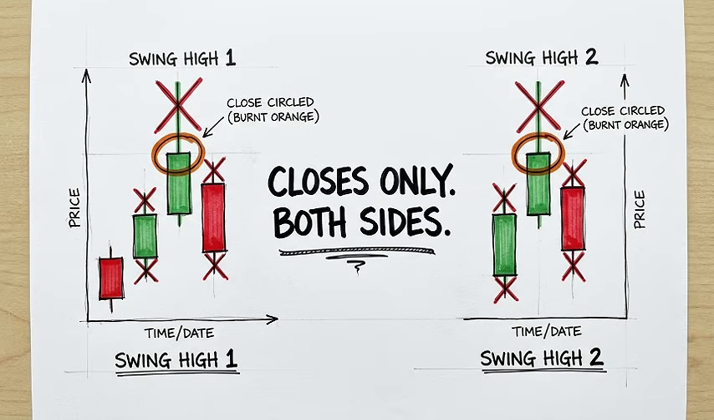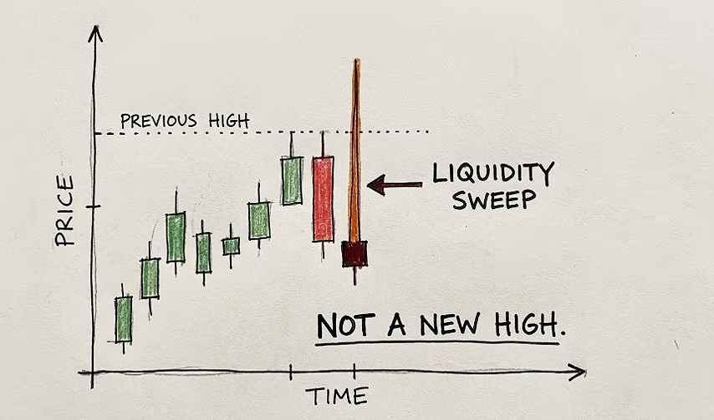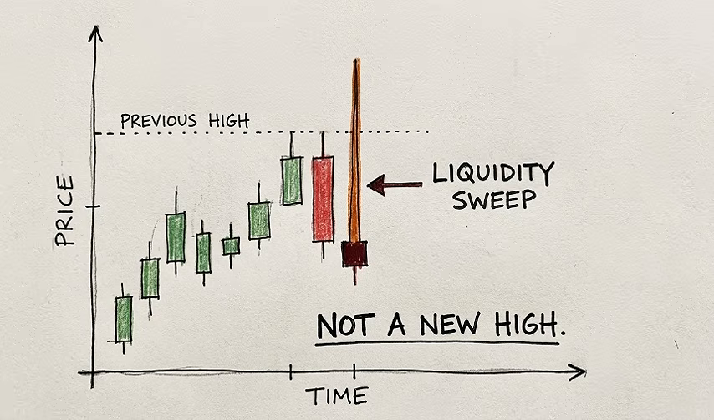Closes, not wicks, on both sides. The same logic applies to swing lows, and this matters enormously because wicks lie. A wick can spike above a previous high and close back below it. That is not a new high. That is a liquidity sweep where institutions triggered retail stops to fill their orders.